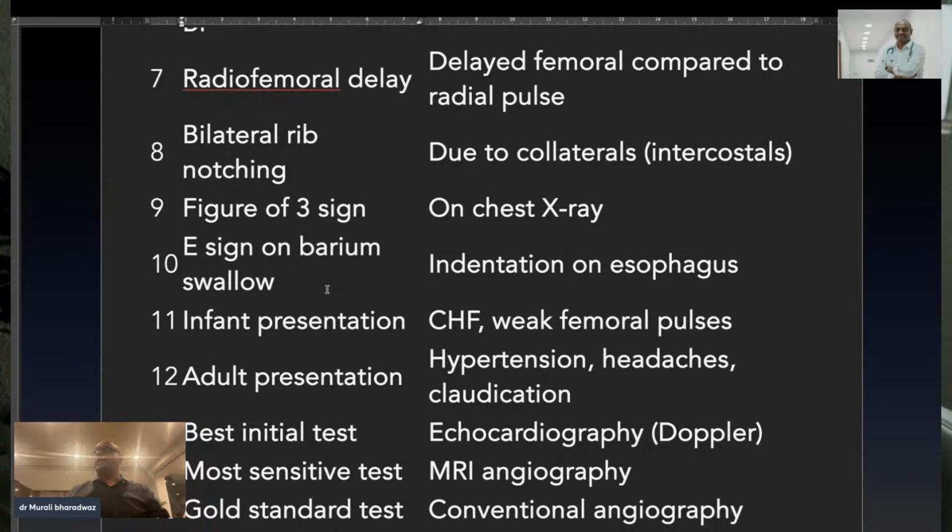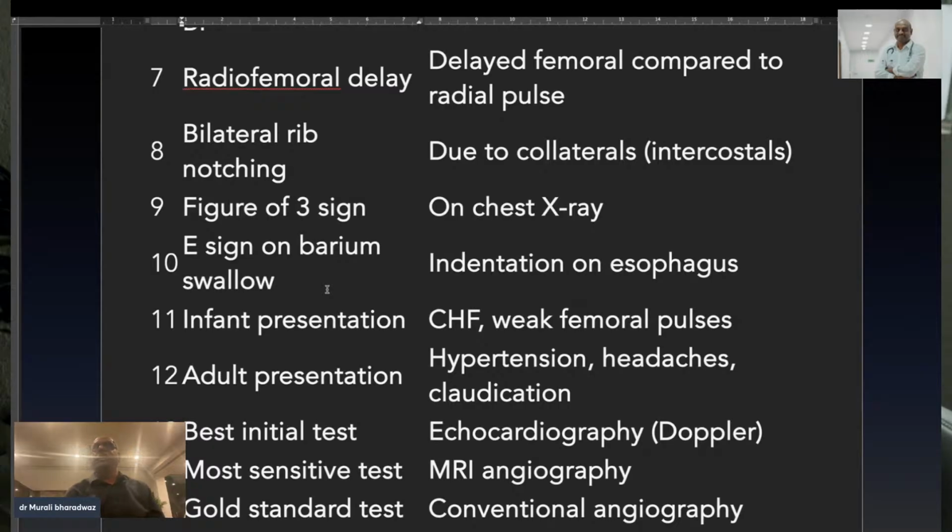Similarly, the esophagus shows indentation. The posterior mediastinum, and also the aorta, which is pre-coarctation dilated, is also posterior mediastinal. So if you pass barium into the esophagus, there will be an indentation which is called the E sign, opposite to the 3 sign.